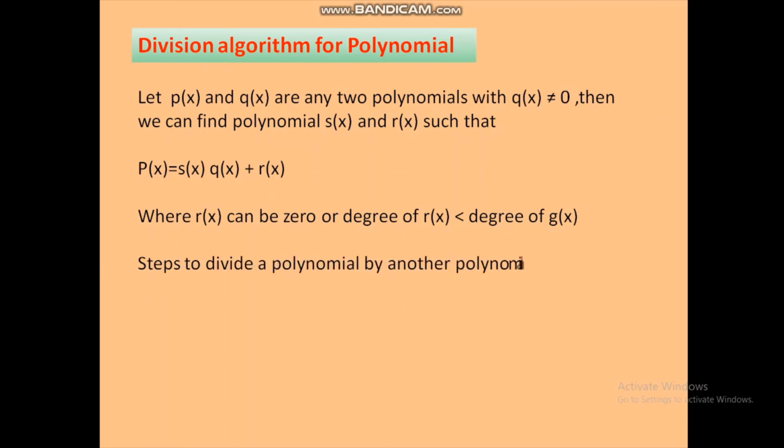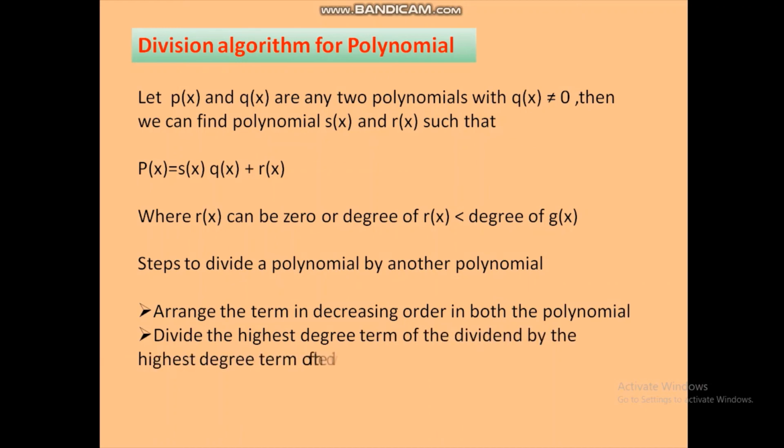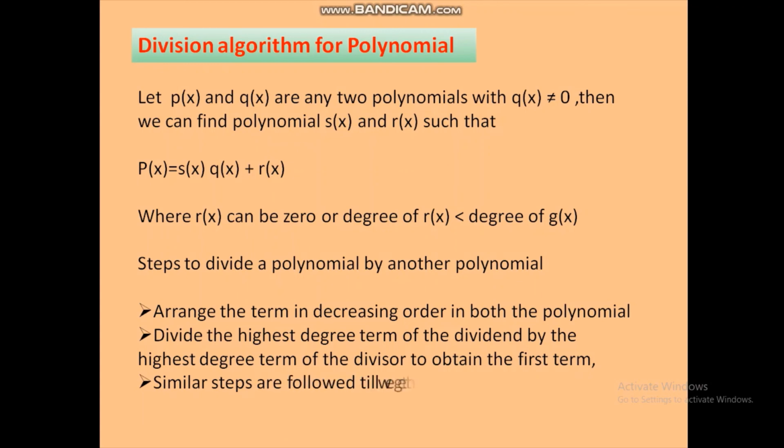Here are steps to divide a polynomial by another polynomial. First, we arrange the terms in decreasing order in both the polynomials. Next step is to divide the highest degree term of the dividend by the highest degree term of the divisor to obtain the first term of quotient. And similar steps are followed till we get a remainder whose degree is less than that of divisor, or you can say 0.